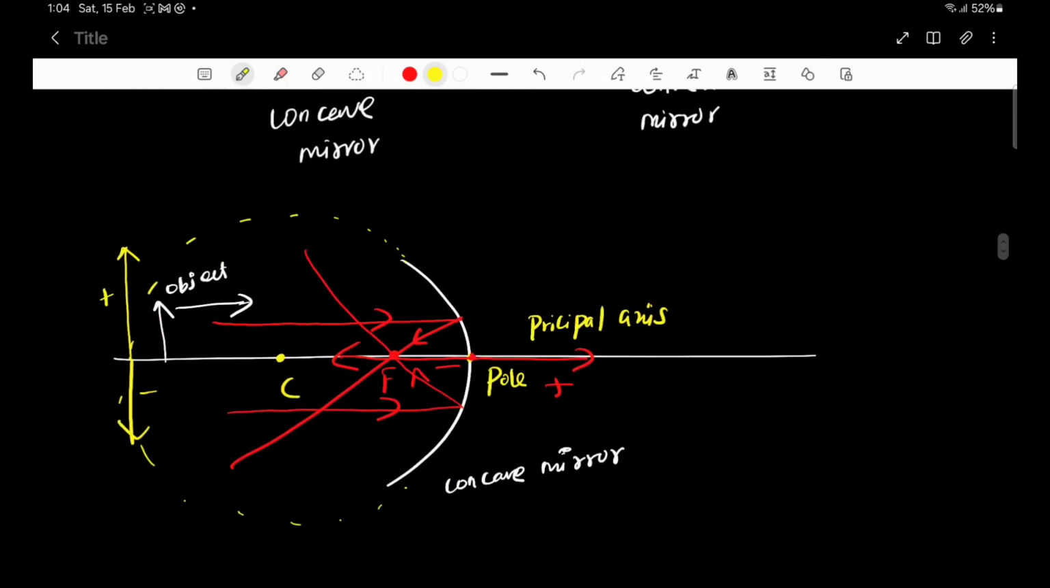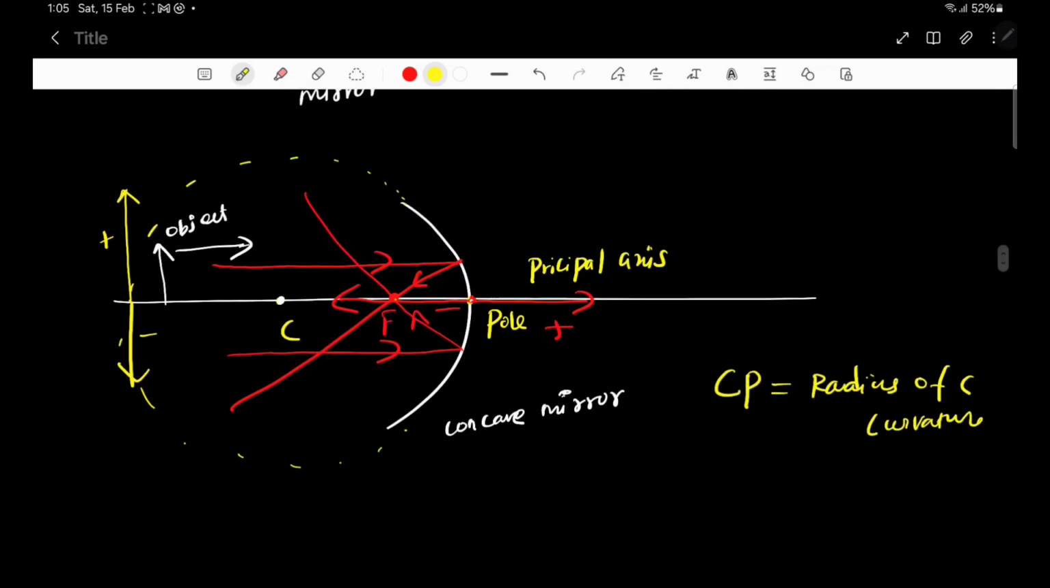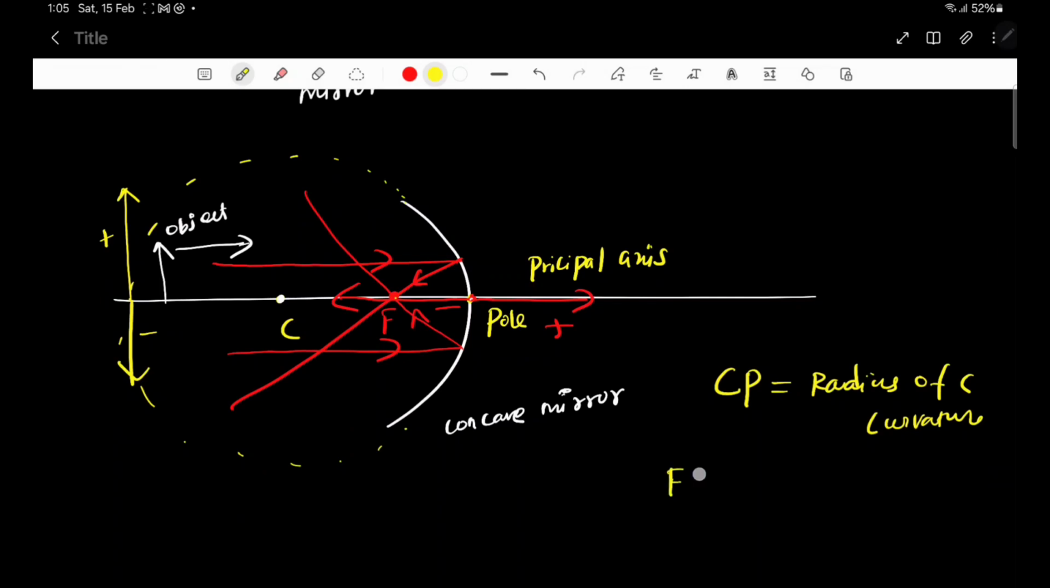Now I can tell you one more thing. Between the center of curvature and the pole, we have some distance, right? That distance is called the radius of curvature. So CP, center of curvature to pole, that distance is called the radius of curvature. Similarly, from the focal point to the pole, we have another distance. That distance is called the focal length or focus.